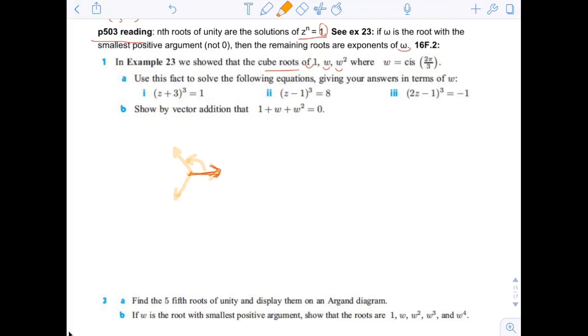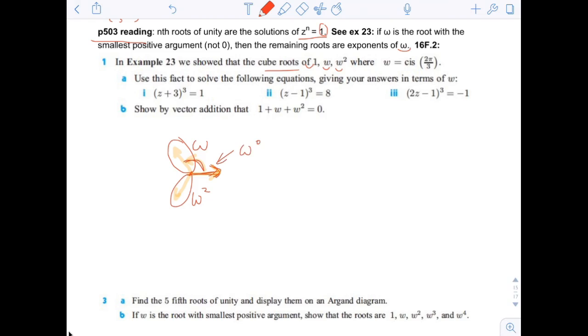And what they're saying is that they can define all the cube roots of 1 by first defining the smallest argument root, which is this one here, as omega, and then that would mean that the other roots are powers of omega. So this one would be omega squared, for example, and this one would be omega to the 0 or omega cubed.